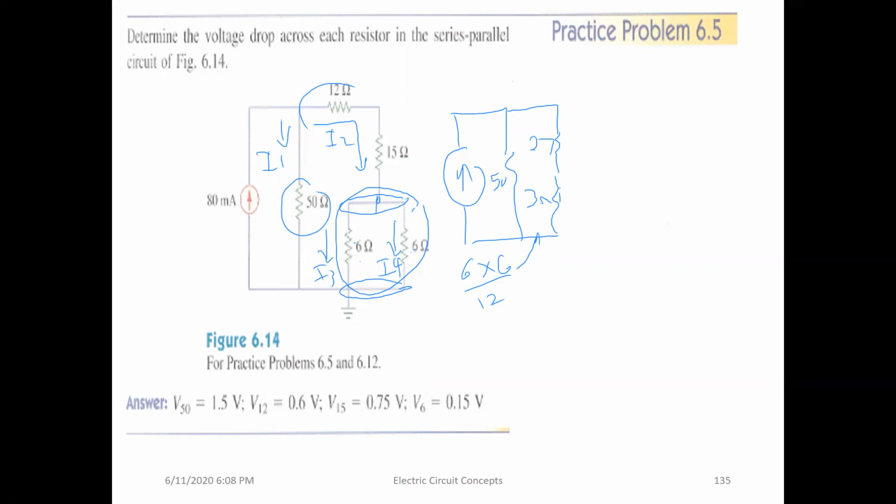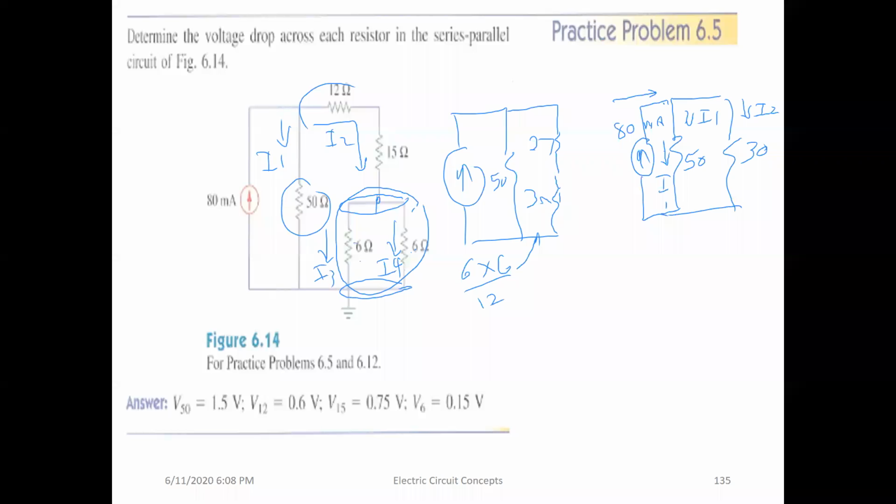Now these two resistors are in series, so let's redraw it. Now we have 27 plus 3 is 30 ohm, and we have I2 here and I1 here, and we have 50 here, and 80 milliamps coming in. The 80 is going to divide into I1 and I2, so we use the current divider. I1 will be 80 multiplied by 30 over 80, and I2 will be 80 multiplied by 50 over 80. So this will be I2.